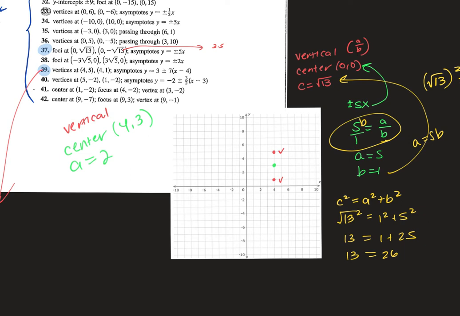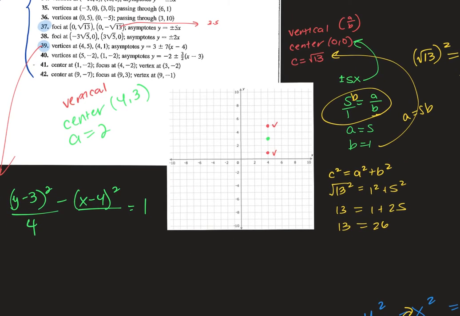Then, so I already know vertical is y squared, so it would be y minus 3 squared minus x minus 4 squared. This gets the 2 squared, which is 4. I don't know the b squared yet, but it equals 1. Then it gives me the asymptotes: y equals 3 plus and minus 7(x minus 4). The 3 should match the k. The opposite of what follows the y, which is 4, should match the x, so that part's good.